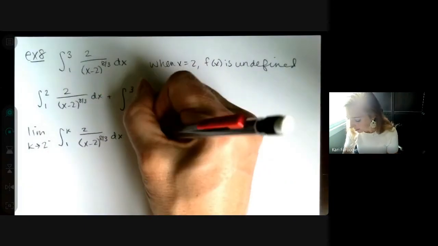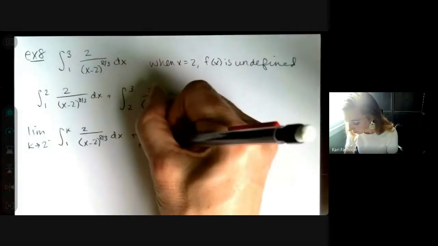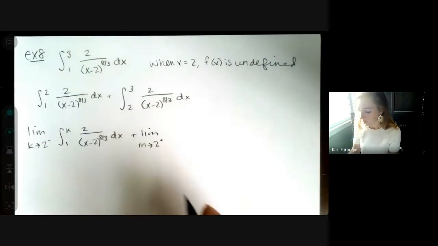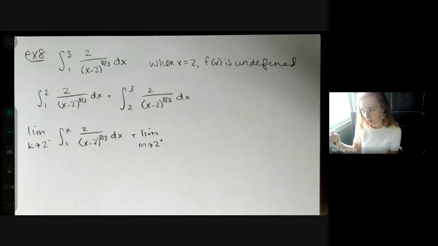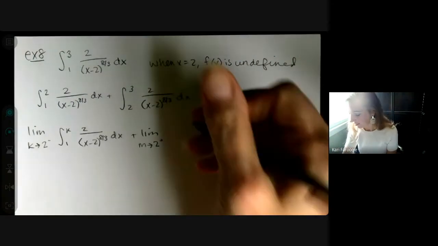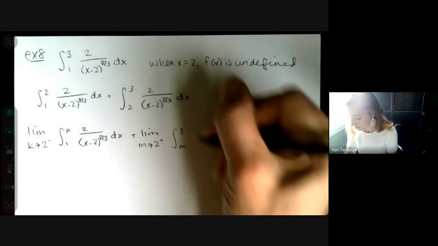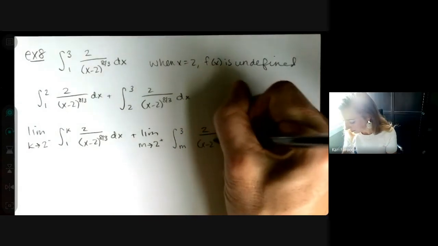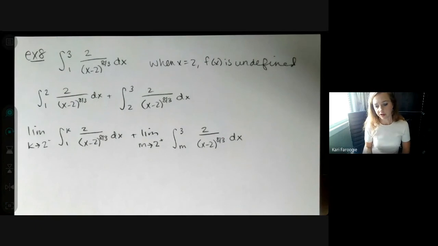Then I'm going to add that to the limit as I'm going to pick m. I'm going to send m off to 2, and I'm going to approach 2 from the right because when I'm going from 2 to 3, the only way I can approach 2 is from the right. And then I'll look at this integral from m to 3. And then nothing else changes inside your function.